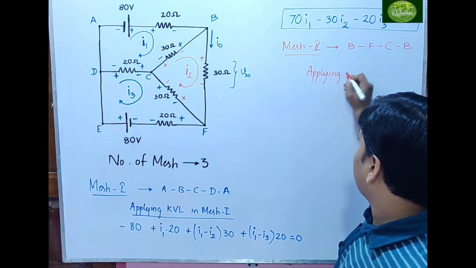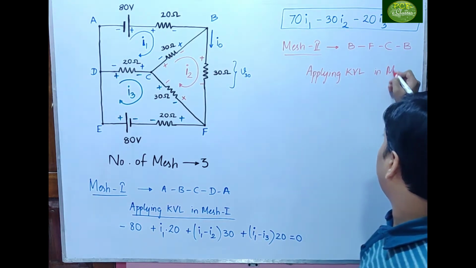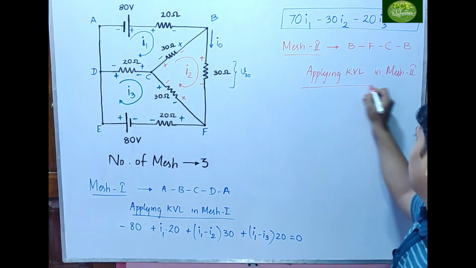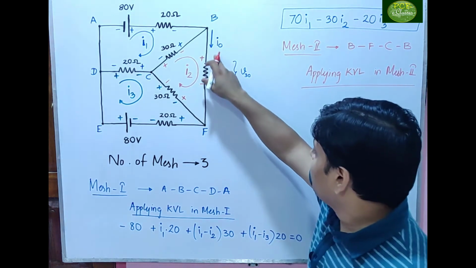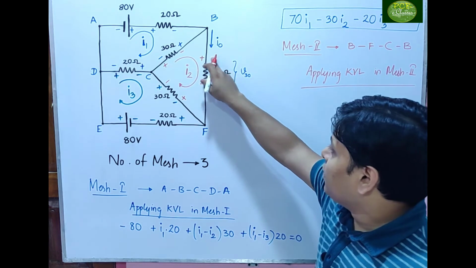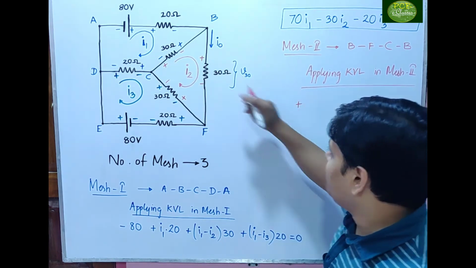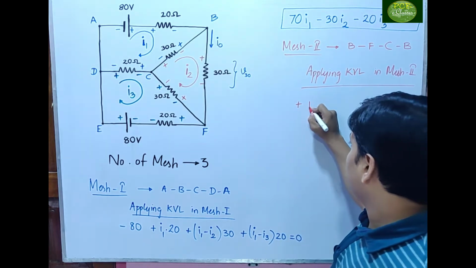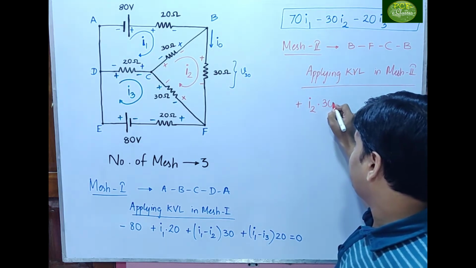Applying KVL where? In mesh 2. Right? Apply KVL here. What will I say? 30 ohm. How many currents are flowing? Only one. So I'll write down plus, it enters at positive. So it is plus I2 multiplied with 30.